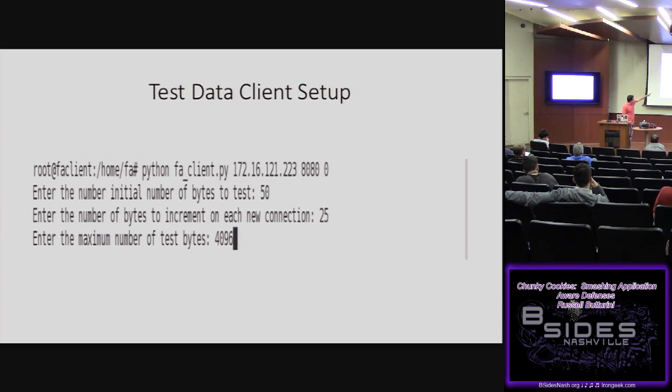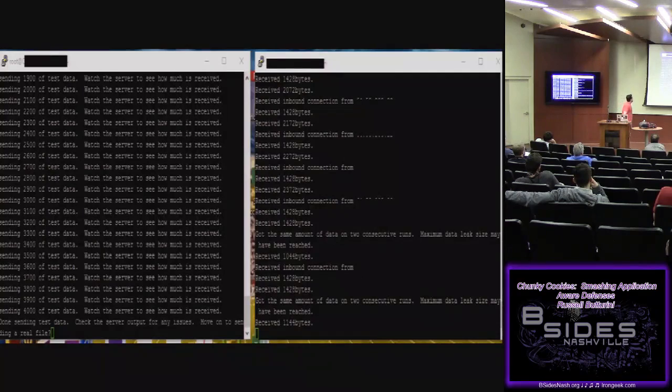So you see we're going to specify initial number of bytes to test. On our first connection, we're going to send 50 bytes. On each new connection, we're going to send 25 more bytes, so 50, 75 bytes, 100 bytes, all the way up to about 4K. I forgot to take a screenshot of this actually running, so I used an old screenshot. What you'll see happening here is the client is running on the left, the server is running on the right.